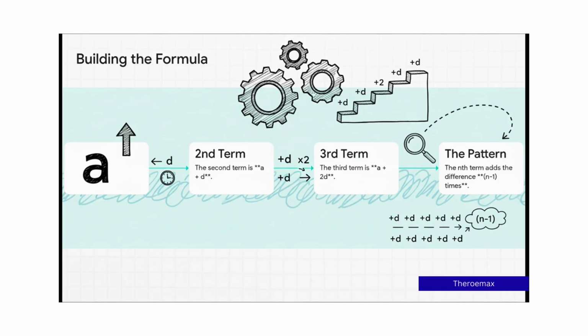Okay, the first term is just A, right? To get to the second term, what do we do? We add the difference once, so it's A plus 1D. For the third term, we've started at A and added the difference twice, so it's A plus 2Ds. Are you seeing the pattern here? For any term N, we're always adding the common difference one less time than its position number. So for the nth term, we add D exactly N minus 1 times.